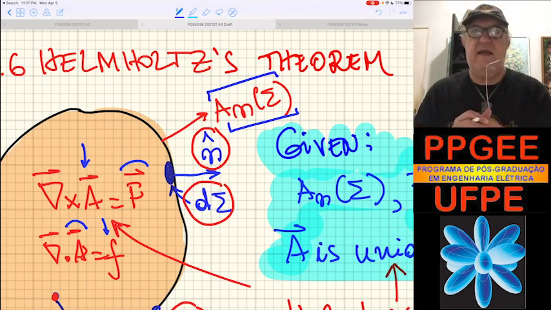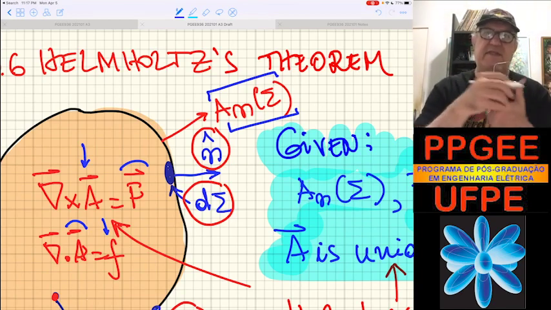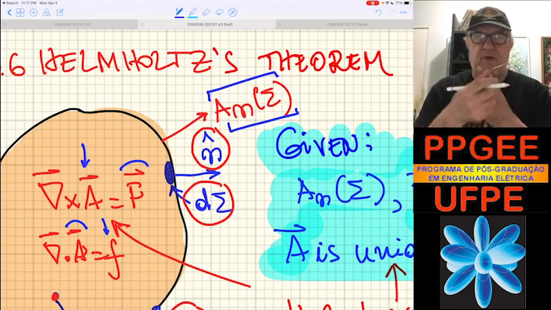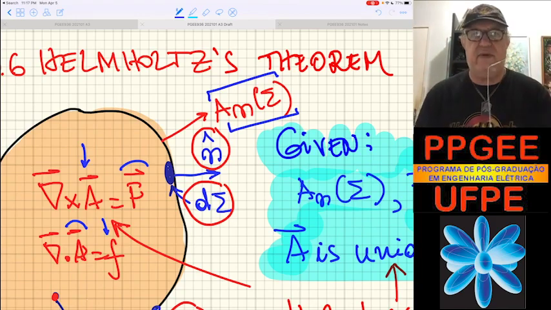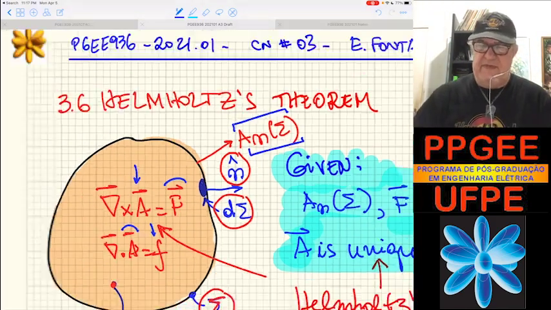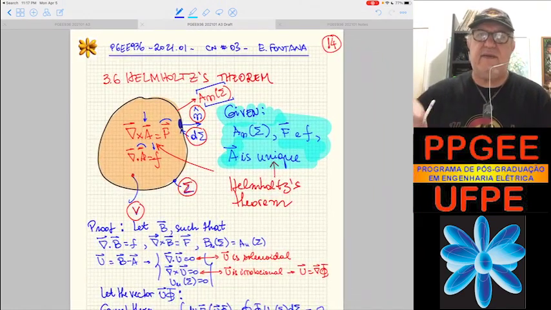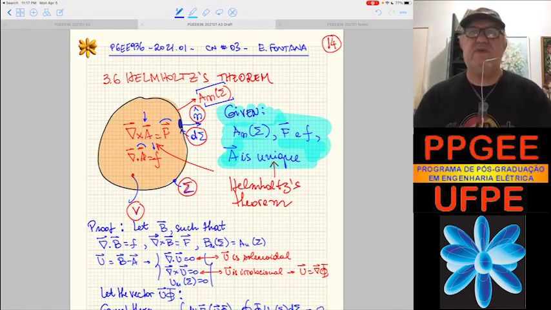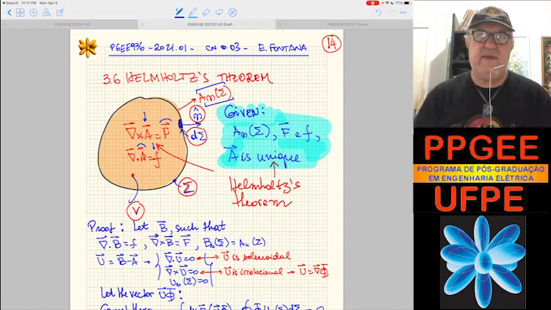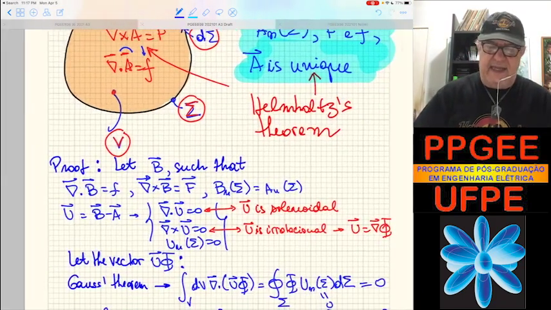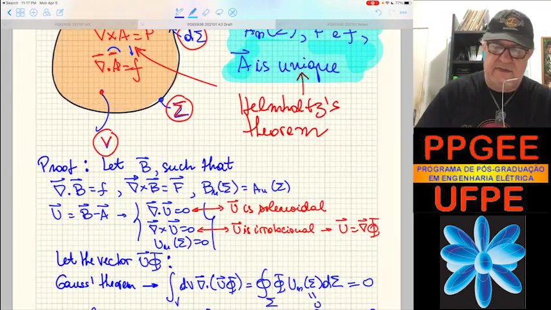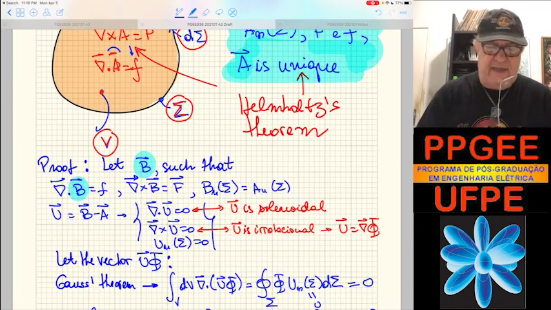That's essentially Helmholtz theorem. You have to specify divergence and curl, and the normal component on the boundary, then you have a unique field. Let's make a proof of this. It's interesting to go to the demonstration quickly here, because we're going to use those two theorems that we just demonstrated, Gauss's and Stokes. So the idea is to build a second vector, B, that has the same properties of A. Same divergence, same curl, right?